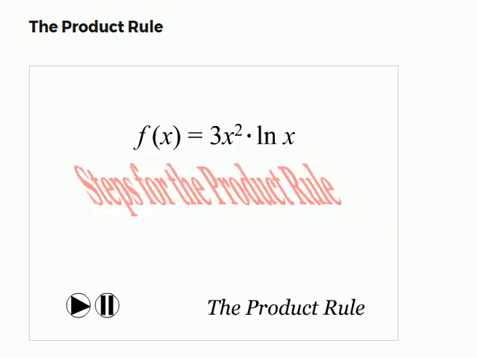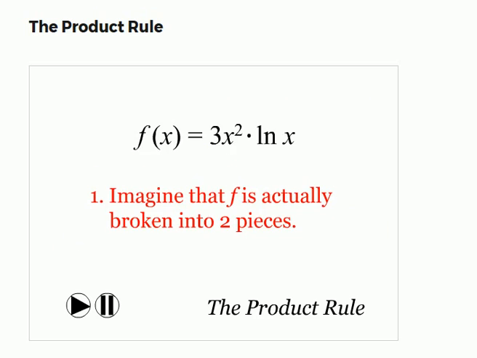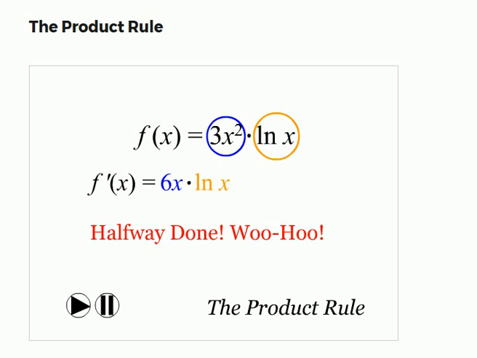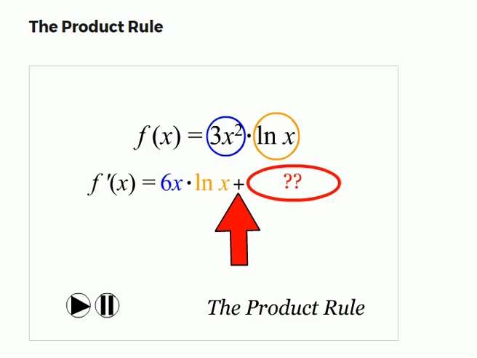Here's how it works. First, break f into two pieces in your mind. The first piece will be 3x squared, and the second piece will be natural log of x. Take the derivative of the first piece, which will be 6x, and multiply it by the second piece left alone, just plain natural log of x. Alright, we're halfway through the product rule. We've got one term down, but we need two, so let's add the second term.